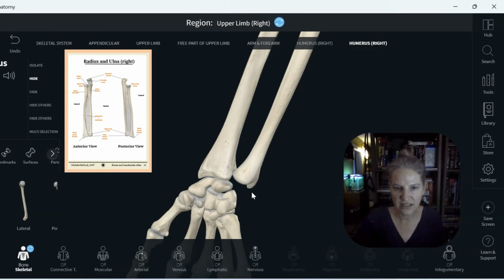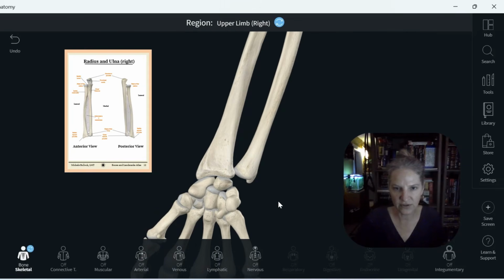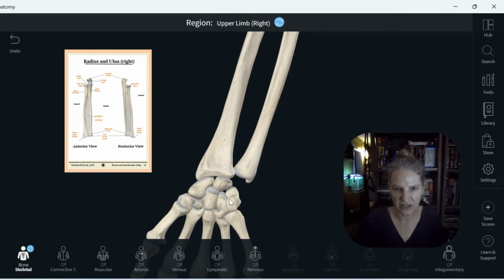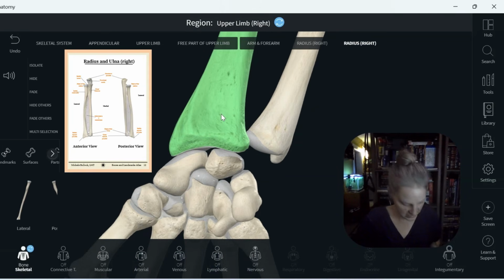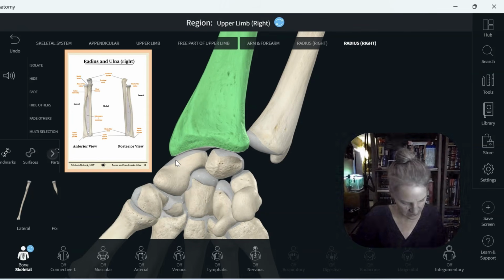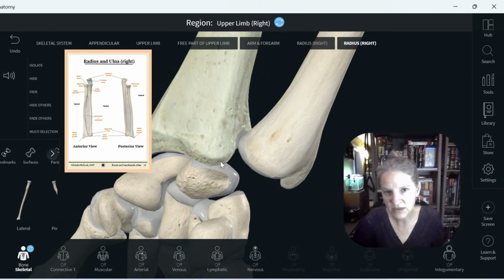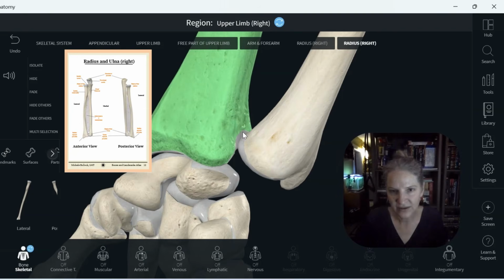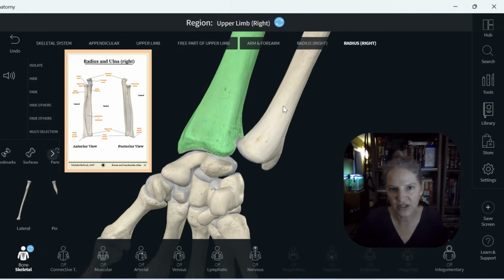Going down to the distal end in the anterior view, got a couple things to look at. On the radius, we've got the radial styloid process. Remember, styloid is referring to needle-like. We've got the ulnar notch. Let's see. Ulnar notch. There it is. The ulna sets into the radius. We call it the ulnar notch.